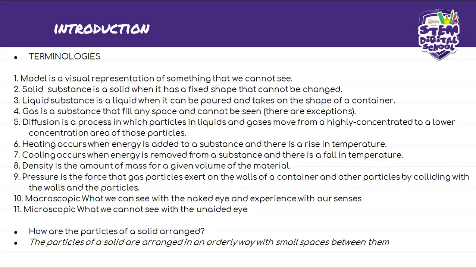Now, a solid is simply a substance that has a fixed shape that cannot be changed. A liquid is a substance which can be poured and takes on the shape of its container. And a gas is a substance that fills any space and cannot be seen. But there are exceptions. All right, let's get going.